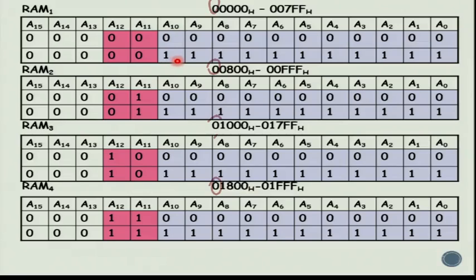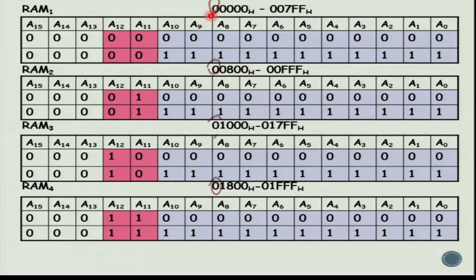So we cannot use this for decoding, because within the RAM chip itself these 11 address lines will vary. You have to select one of the 2K locations based on these 11 address lines, A0 to A10. And this we have already given to the RAM chip to select one of the 2K locations. We are going to use the rest of the address lines, A11 to A15.